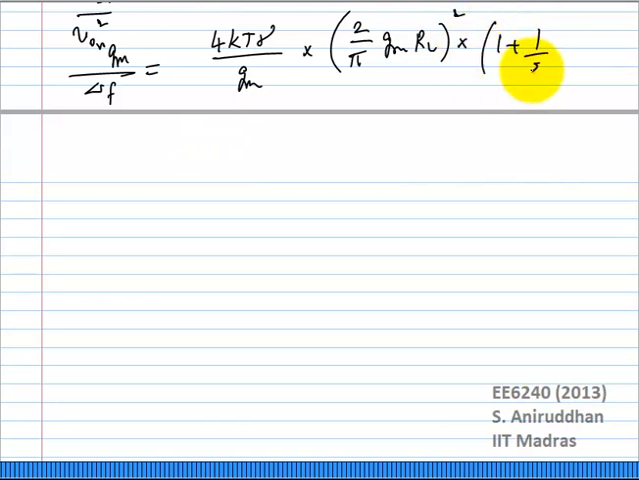1 plus 1 by 3 squared plus 1 by 5 squared plus so on. Is that it? Is that all? I need to do one more thing. Into 2. Why do I have to multiply it by 2? Because I get from both the upper sideband and the lower sideband. Times 2. Is that clear?